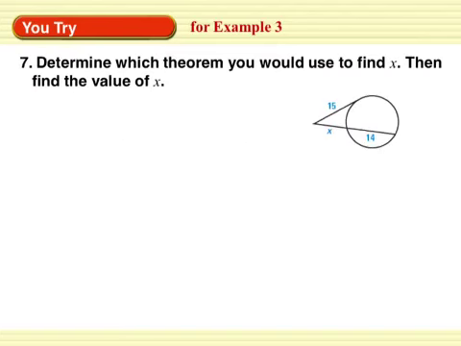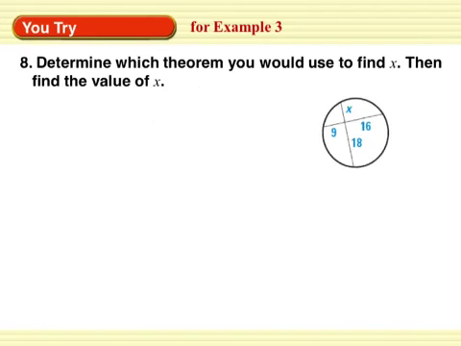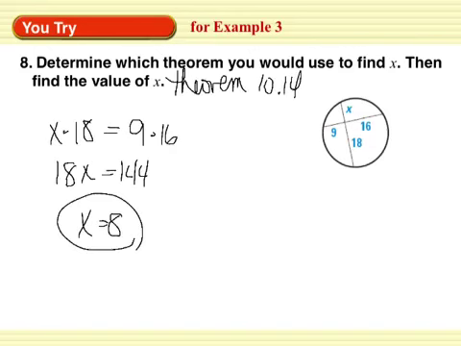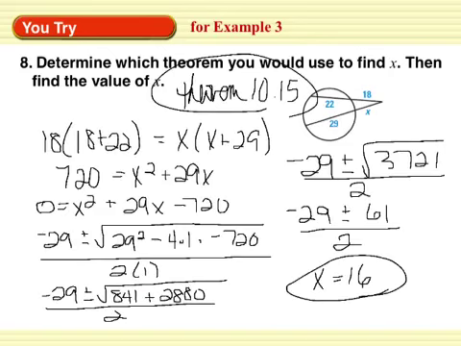Push and pause. Here the instructions say determine which theorem you would use to find x, then find x. Another quadratic formula. I got 9.6, and we used theorem 10.16. Okay, number 8. Push and pause. It was a nice break from the quadratic formula. X equals 8. Okay, determine which theorem, and then find x. Push and pause. Theorem 10.5, x equals 16.